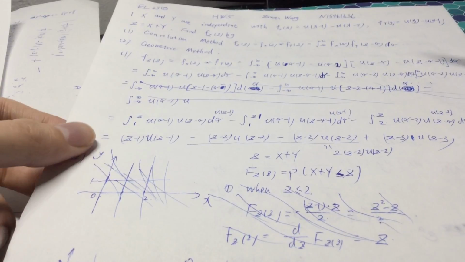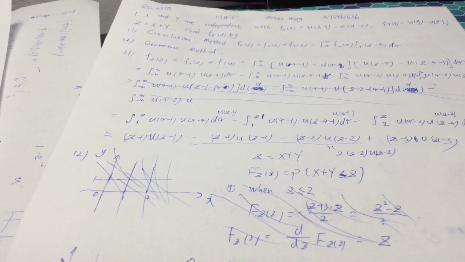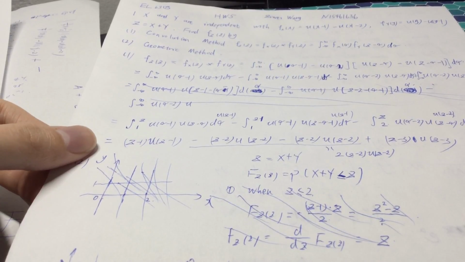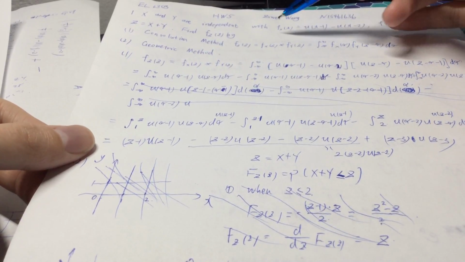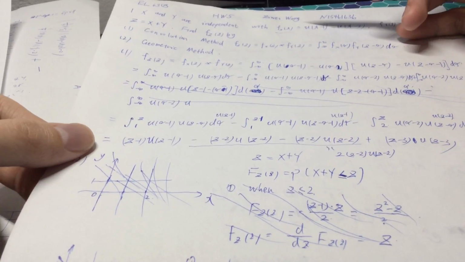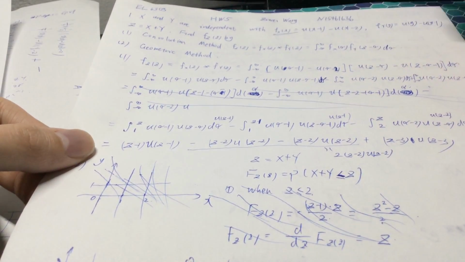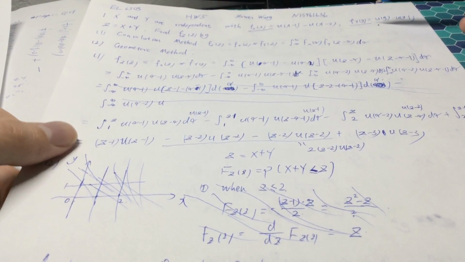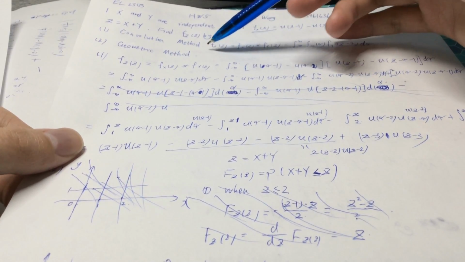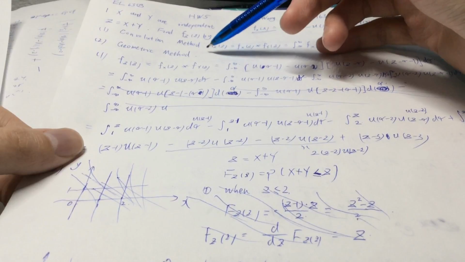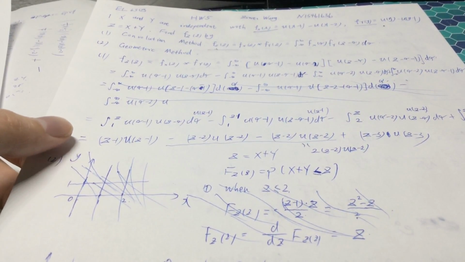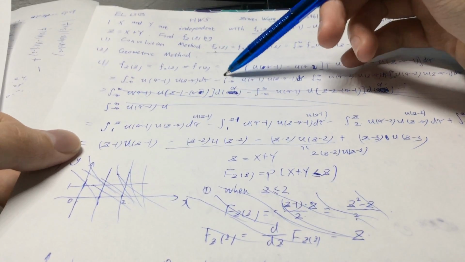In the first one, it requires you to use the convolution method. So we can take these two functions, fx and fy, into this convolution formula. So we can get the functions as below.